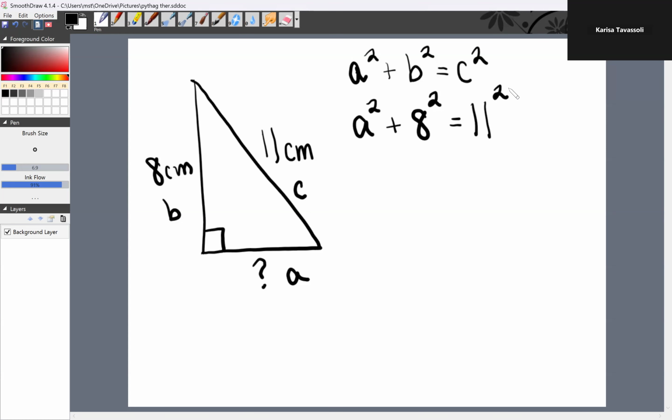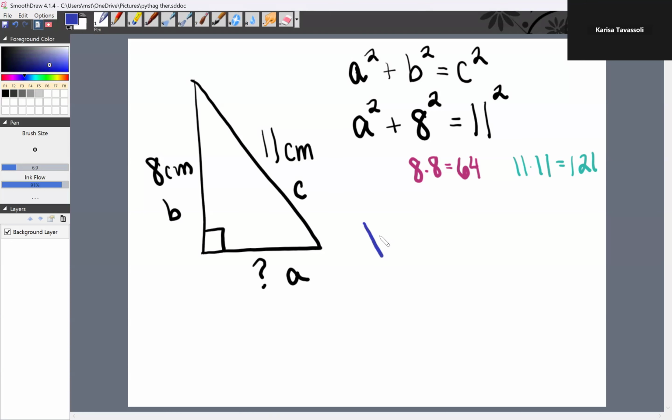Now, what does it mean for something to be squared? That's right, it means that it is multiplied by itself. So 8 squared is the same thing as 8 times 8, which is what? 64. Good job. Next we have 11 times 11, which is what? 121. Excellent. So let's set up a nice algebraic equation for ourselves so we can solve for the missing value.